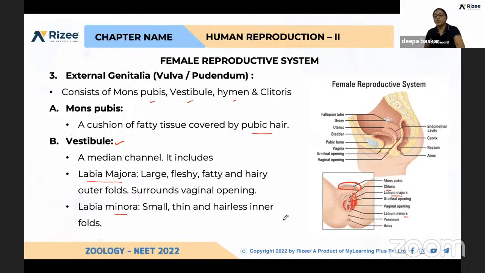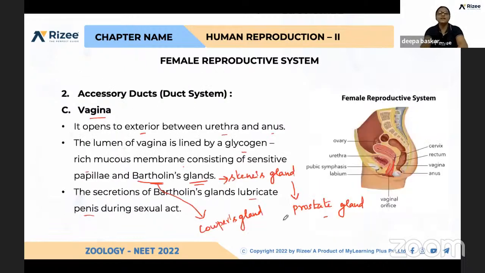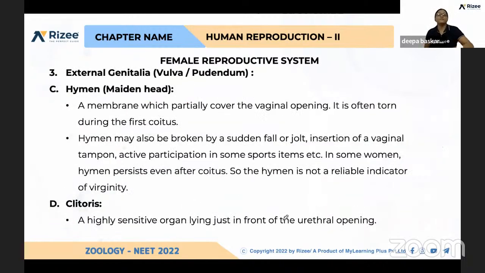And what is the role of this clitoris? It has an erectile function. See here, the clitoris is a highly sensitive organ, and it is homologous to the penis.